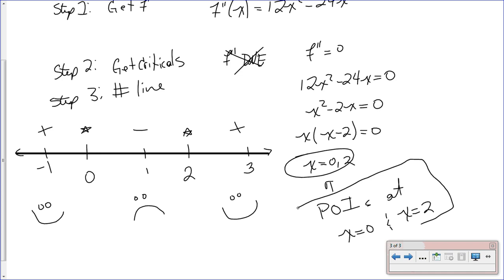It's important to check them because if you remember from last video, your concavity didn't always change at your critical point that you found. So it's always important to check your points to see if there are sign changes between them. Okay, now let's move on to the second derivative test.